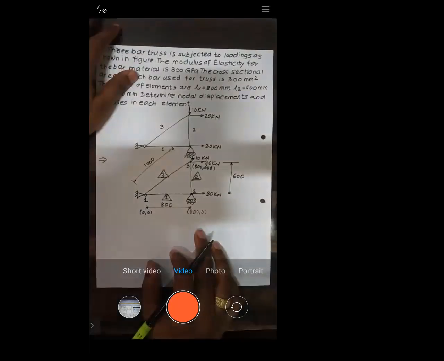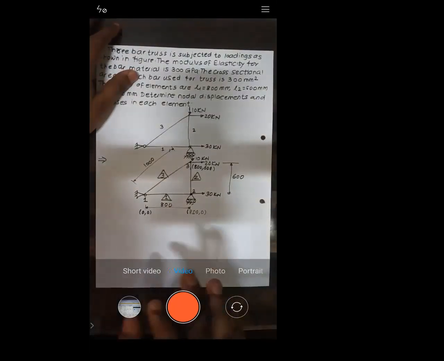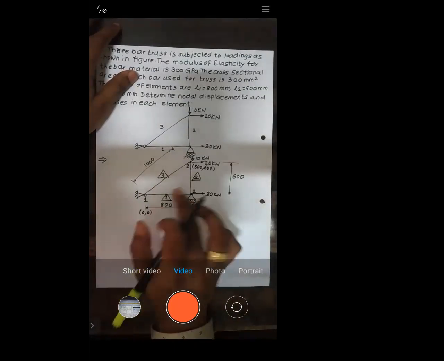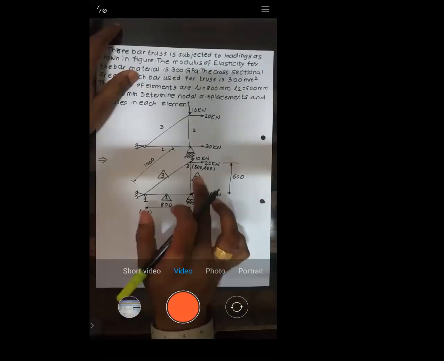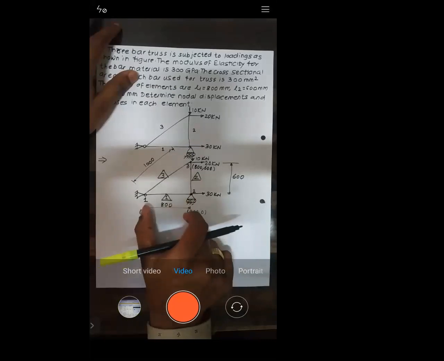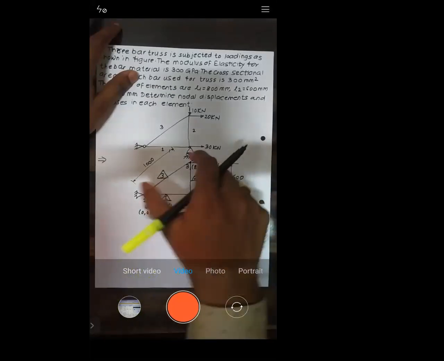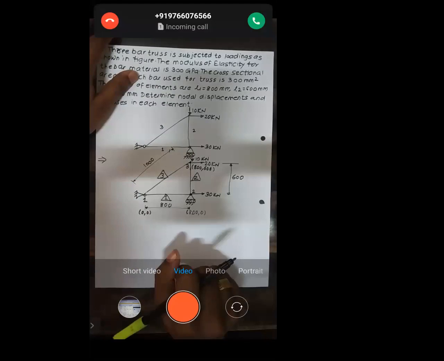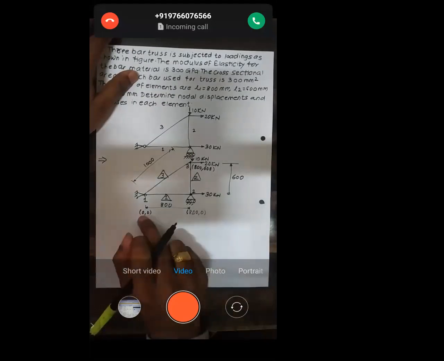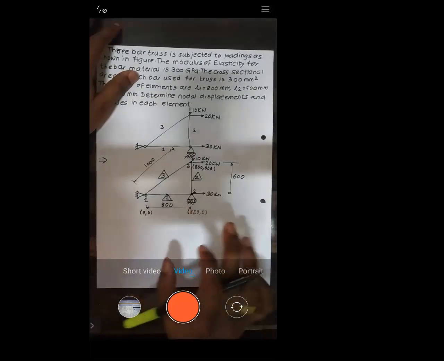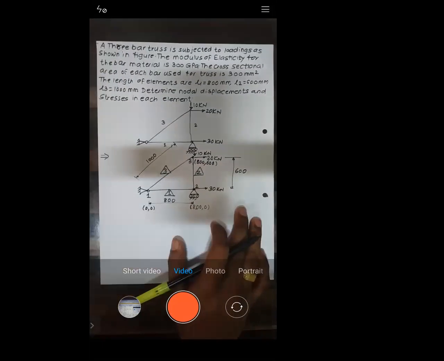Now see, in the problem, elements were given. I just assigned the numbers to the nodes. Then I've written the lengths of every element, and based on that, I have calculated the coordinates of every node. Now, what is the next step? We need to make that table, right? We should have that table.